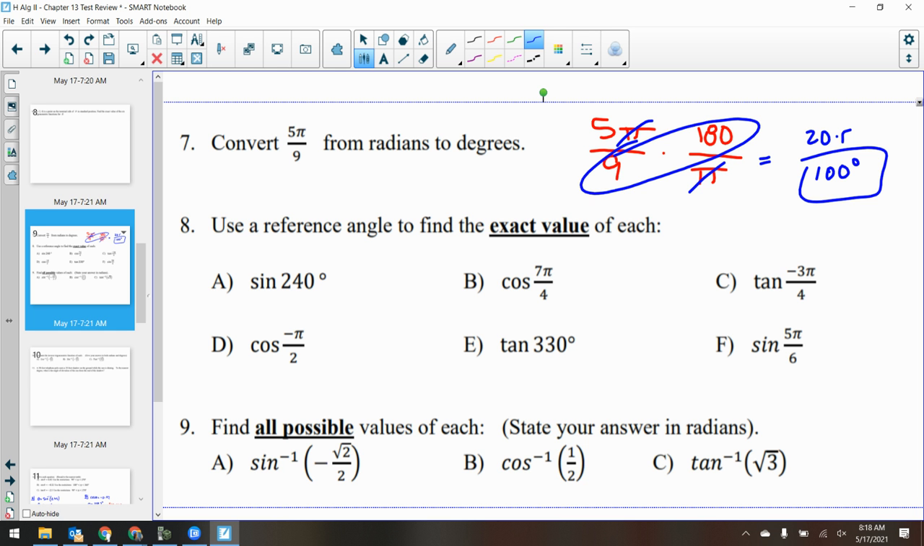Pi over 180. You're looking at me like I'm crazy. I think I'm just stupid. No.